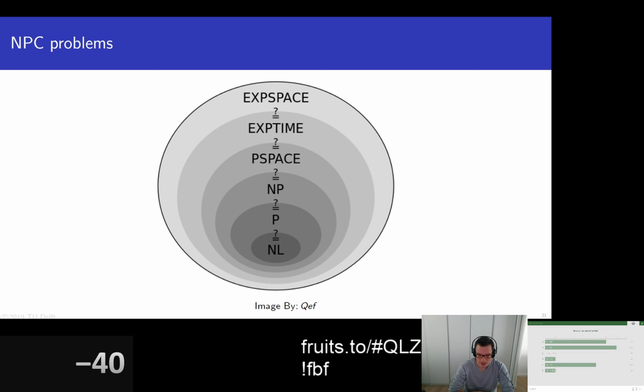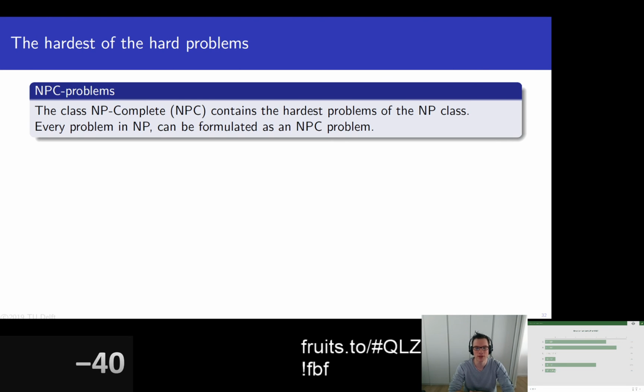And to do this, we have focused on one specific class of problems, a class called NP-complete problems. They contain, if you will, the hardest problems in NP. Why is that? Well, because problems in NP-complete are in NP, so their solutions can be verified in polynomial time, but they have one extra property, namely that every problem in NP can be formulated as an NP-complete problem.